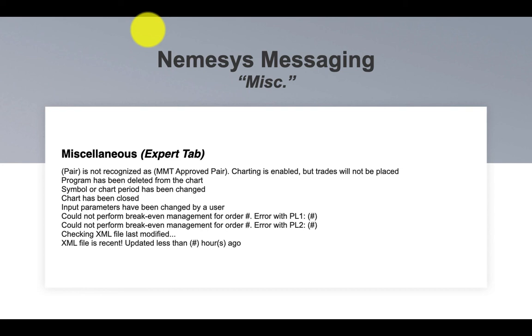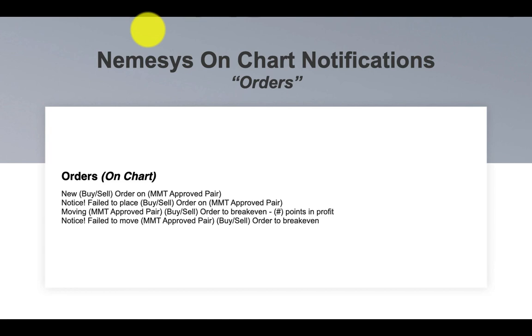All right. Next are your on-chart notifications. So these are going to be the ones that can also go to your phone. It's going to let you know every time there's a trade, new buy or sell order on whatever MMT approved pair. Right now, we just have DAX or GER 30, GER 40. So it's going to let you know if you get a buy trade, new buy on DAX. If you get a sell, new sell on DAX.